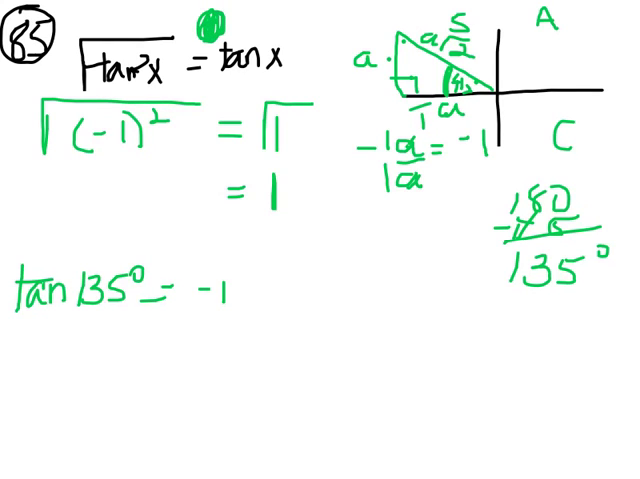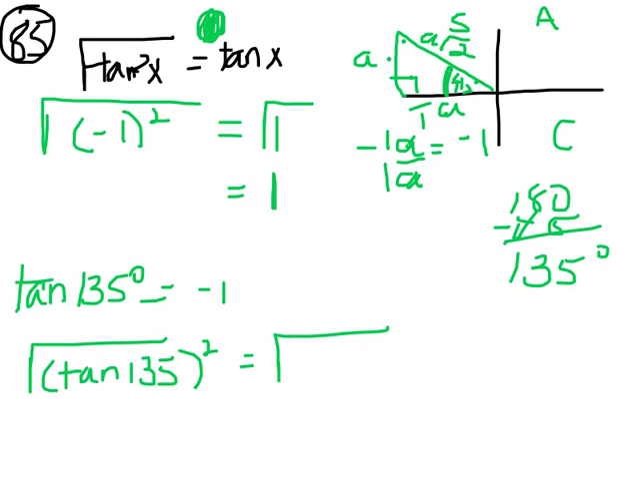The tangent of 135 is negative 1, but the square root of tangent 135 squared would be the square root of negative 1 squared, which is the square root of 1, which is 1. Since I can't do the plus or minus, I just have to say it's 1. Well, that's not true, is it? Because negative 1 up here is not equal to positive 1. So that's not true for all values of x. And here's a case of one where it would not be true.